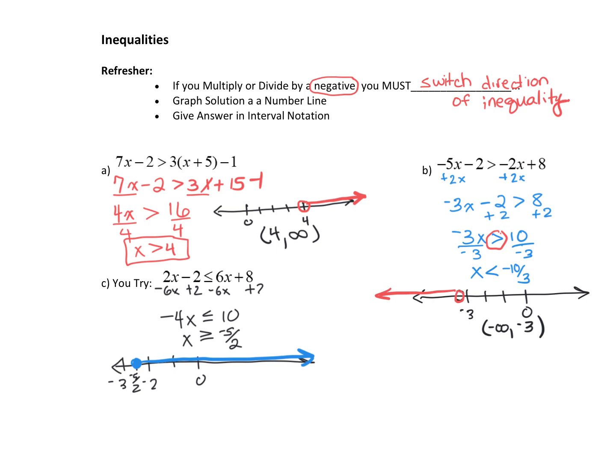So one difference that we had here is this was greater than or equal to in the end. We did have to switch the direction because we divided by negative 4. And so we have a solid circle, and our interval notation will be negative 5/2 with a bracket to infinity, parenthesis.